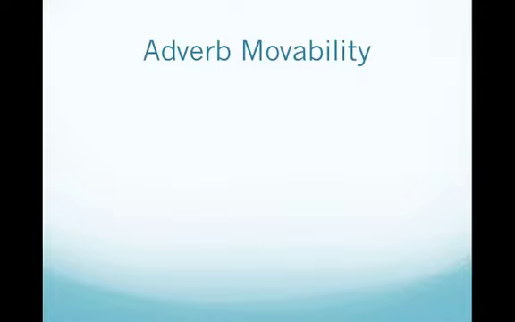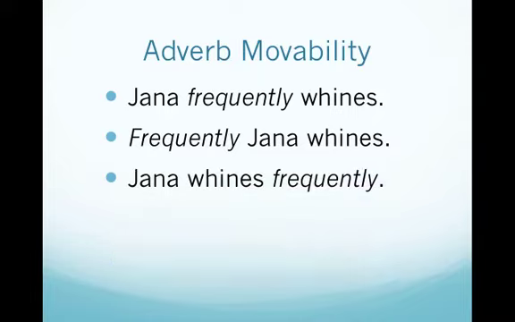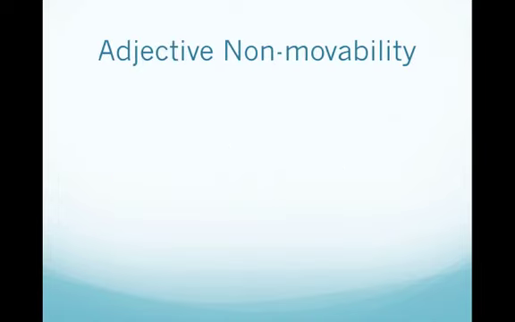So here's an example of adverb movability. I wasn't kidding when I said you could put it at the beginning, middle, or end of the sentence. I've given you a 3-word sentence here. I can put that adverb anywhere. And then I need to start thinking about the rhetorical context. What sounds better? Jana frequently whines. Frequently Jana whines. Jana whines frequently. It might depend on where I want to put the emphasis. Do I want to put the emphasis on the fact that she's whining or that she's doing it so much? Adjectives do not move.